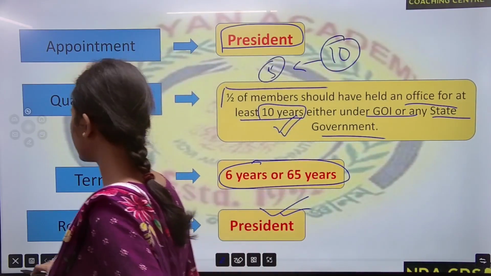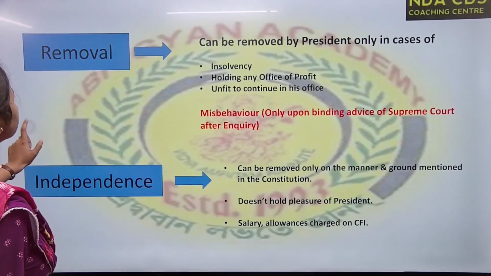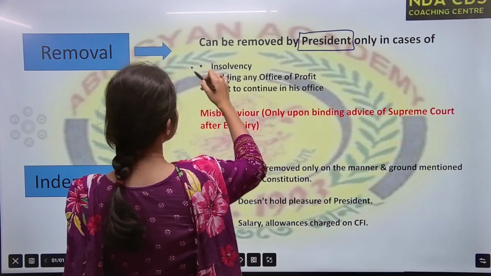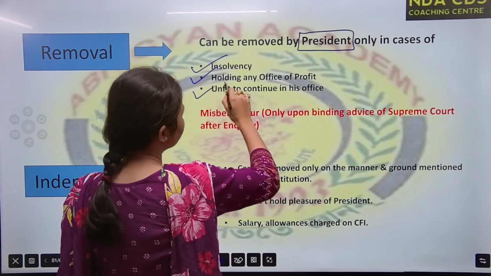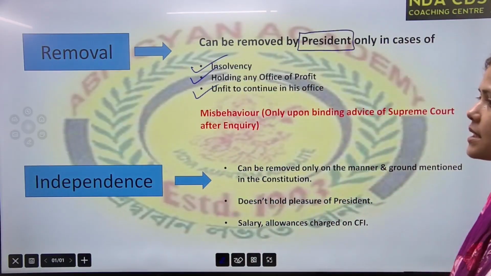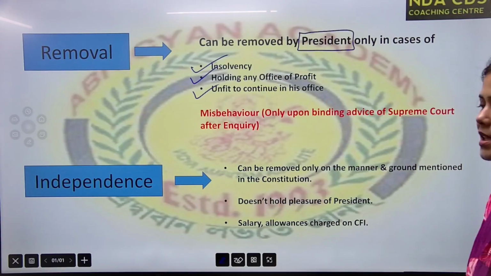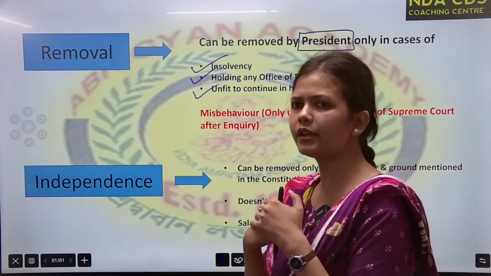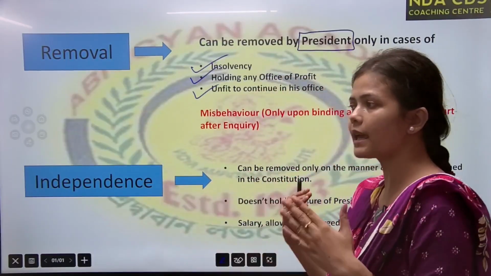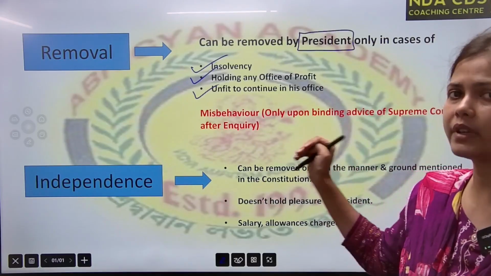Resignation is to the president. Removal is done by president. Okay, they can be removed by president only in cases of insolvency, holding office of profit, unfit to continue in his office. Insolvency means you took money from the bank, but you cannot repay the loan. Then you will be declared as insolvent by the bank.